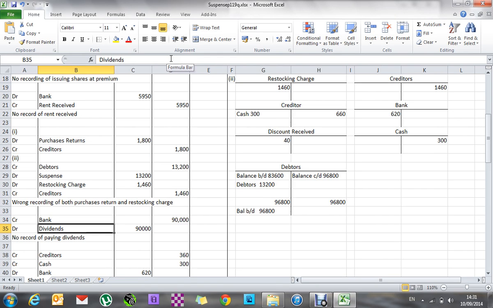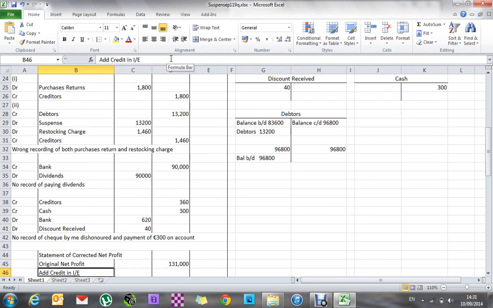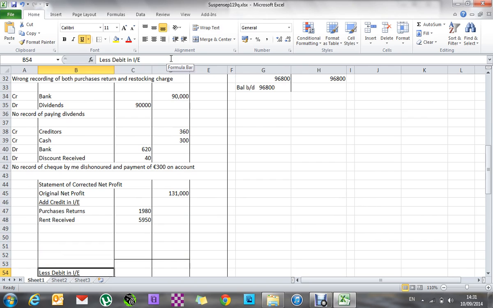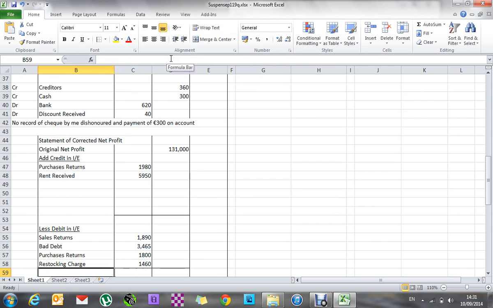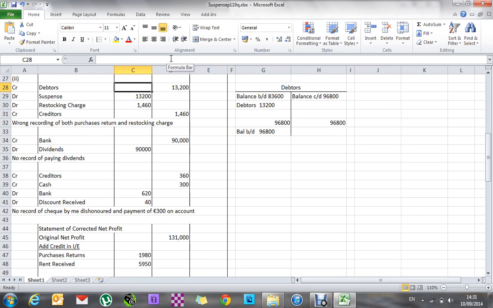Bank is okay. Dividends. So dividends is an expense. It goes in the appropriation account at the end of a trading profit and loss, which is an expense. The business has lost money. Okay, so I'm squeezing in here. Dividends. And it's 90 grand. Okay. We've done our dividends.